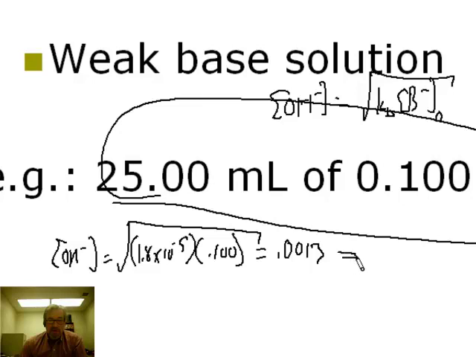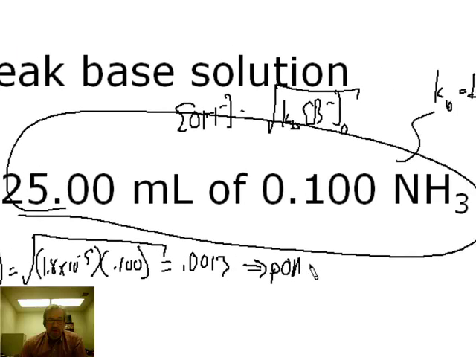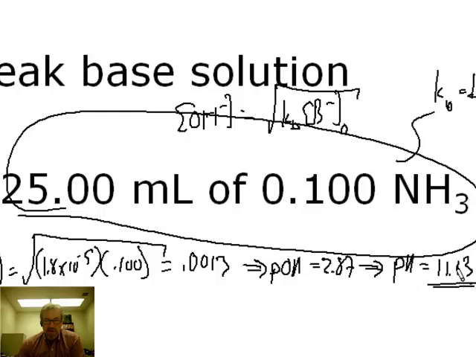So that means our pOH is equal to 2.87 if you take the base 10 log of that and change the sign, and subtract 14 minus 2.87 and you get the pH, and the pH is 11.13. So that's our starting point. Now, we're adding acid, so our pH should drop.